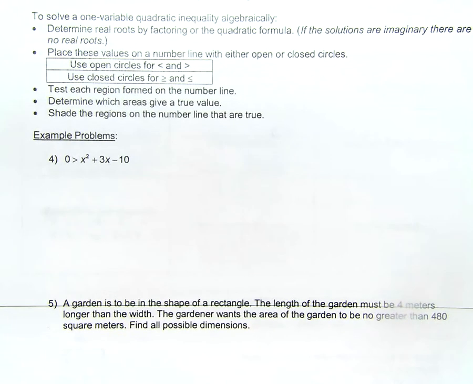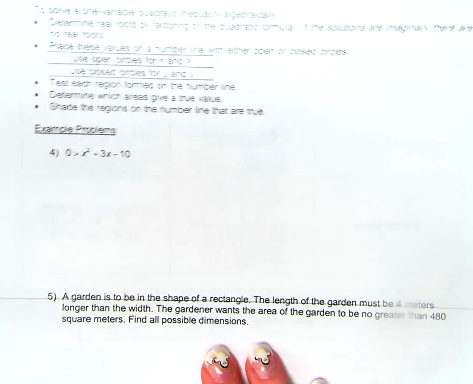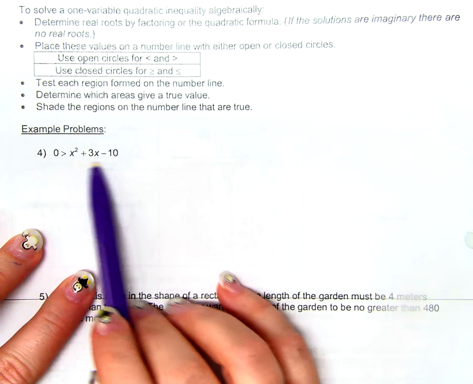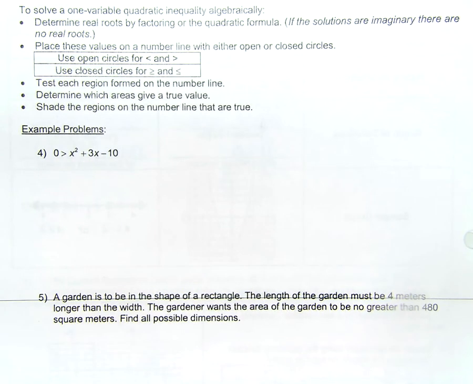Number 4. Only one variable. So what do you think we're going to solve for? X, right? We're going to solve for x. How am I going to solve this for x? What are my possible ways to solve that for x? I could graph it, see where it crosses the x-axis. I could factor. Or I could use the quadratic formula. But I'm afraid no one remembers what the quadratic formula is.